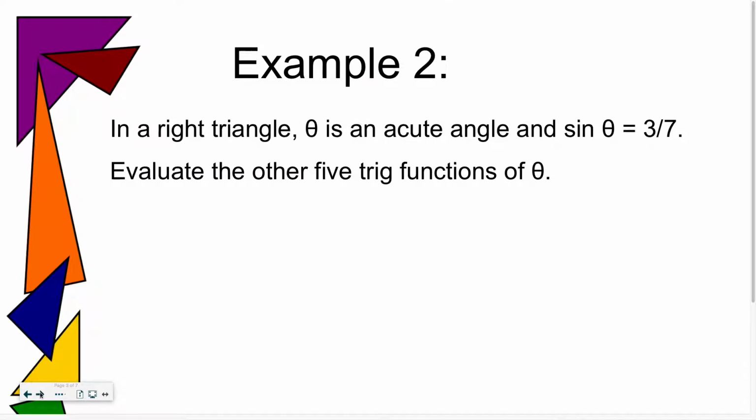Okay, new type of question. In a right triangle, theta is an acute angle, so it's not the right angle, it's one of the other two. And the sine of theta is 3/7.